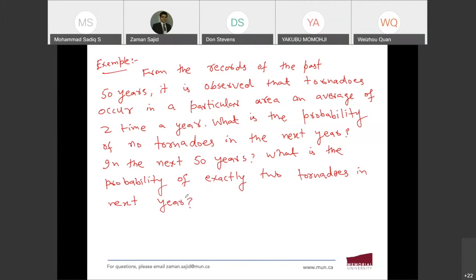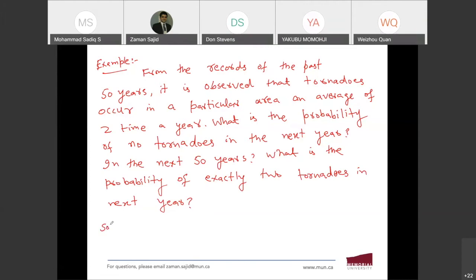Okay. So what is the question here? From the records of the past 50 years, it is observed that tornadoes occur in a particular area an average of 2 times a year. What is the probability of no tornadoes in the next year? In the next 50 years, what is the probability of exactly 2 tornadoes in next year? Now let's go for it.